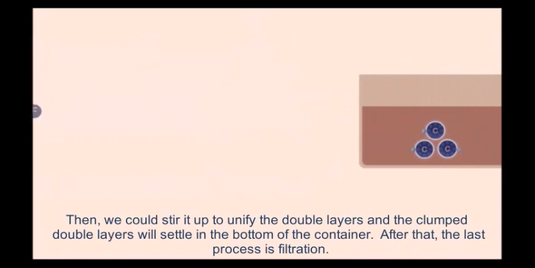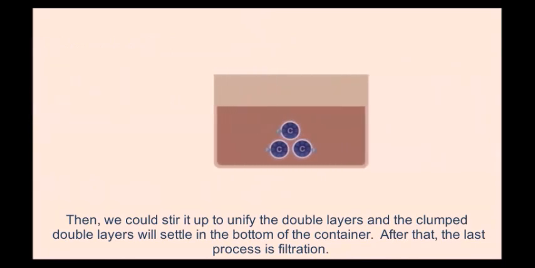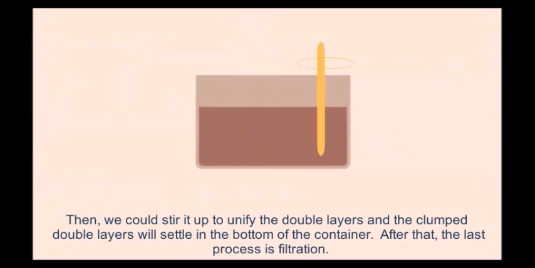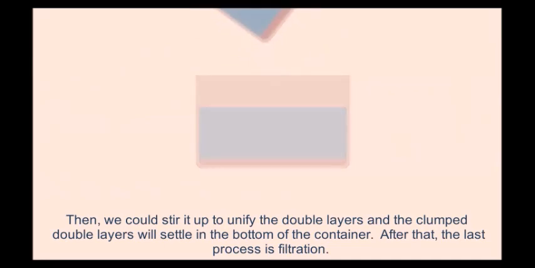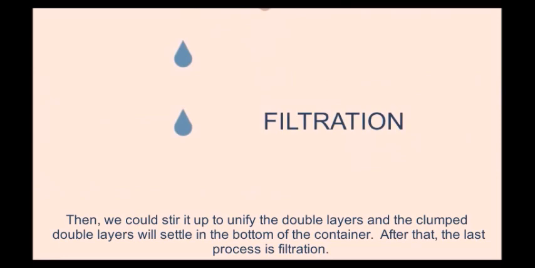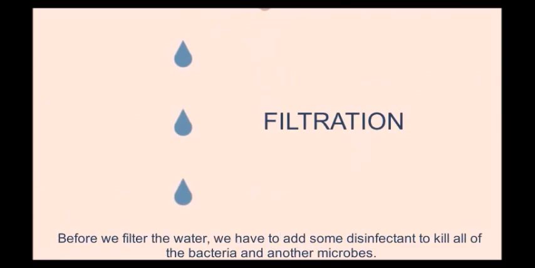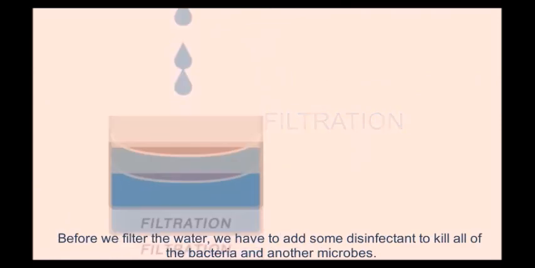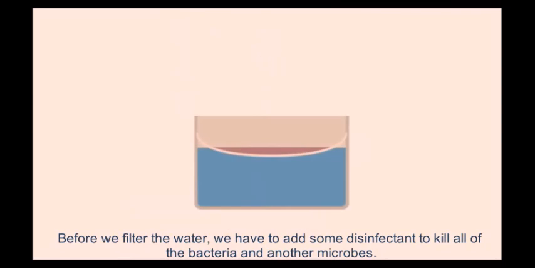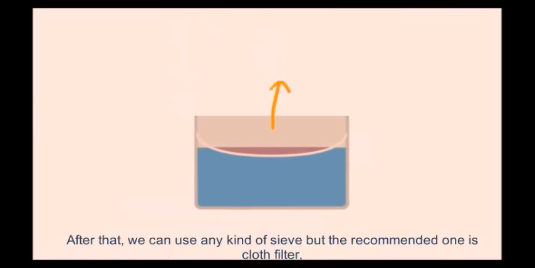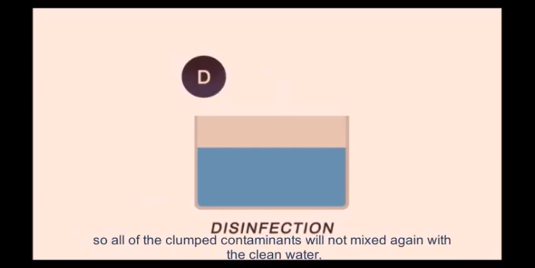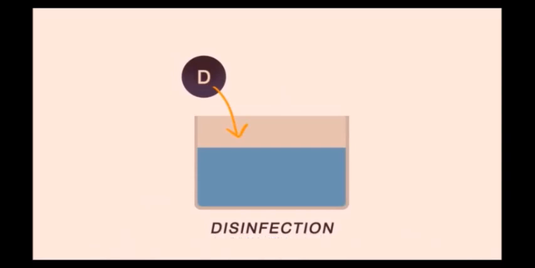Then we could stir it up to unify the double layers, and the clumped double layers will settle in the bottom of the container. After that, the last process is filtration. But before we filter the water, we have to add some disinfectant to kill all the bacteria and other microbes. After that, we can use any kind of sieve, but the recommended one is a cloth filter, so all of the clumped contaminants will not be mixed again with the clean water.